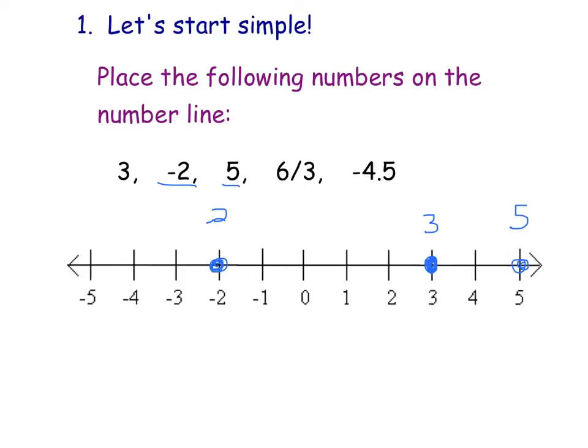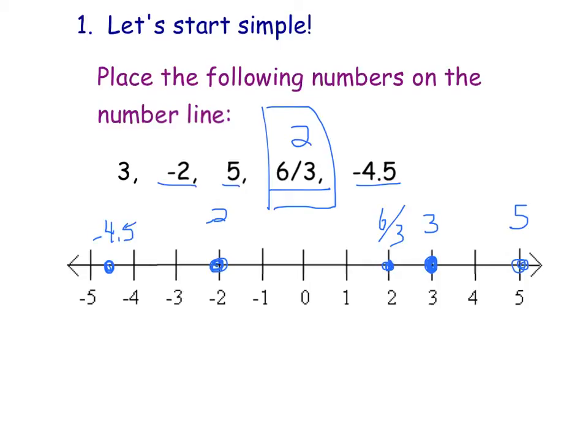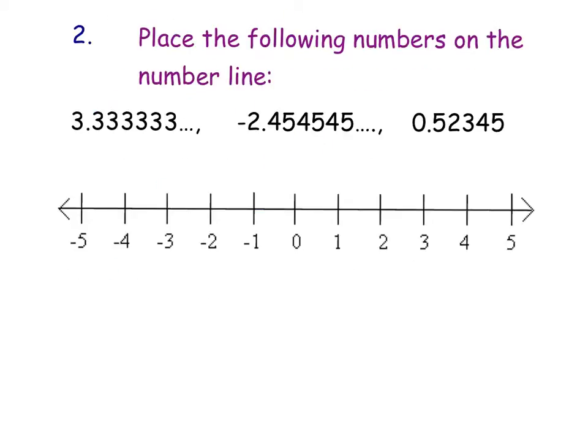But sometimes you have to do a little bit of work. 6 divided by 3, or 6/3, can be simplified to 2. If you have to change the number to find the location, please show me what you are doing. That's part of justifying. So here is 6/3. And then the last one is -4.5. So we go all the way to -4, but we have to go halfway more. So right there. So I'm going to put a closed circle at -4.5. Pretty easy, right?